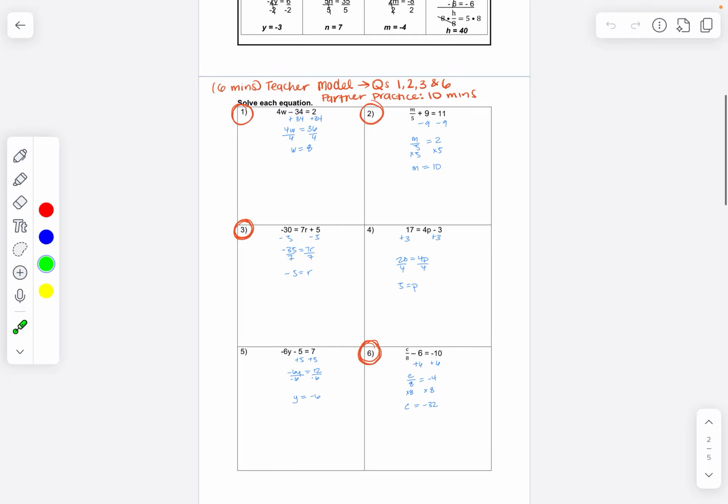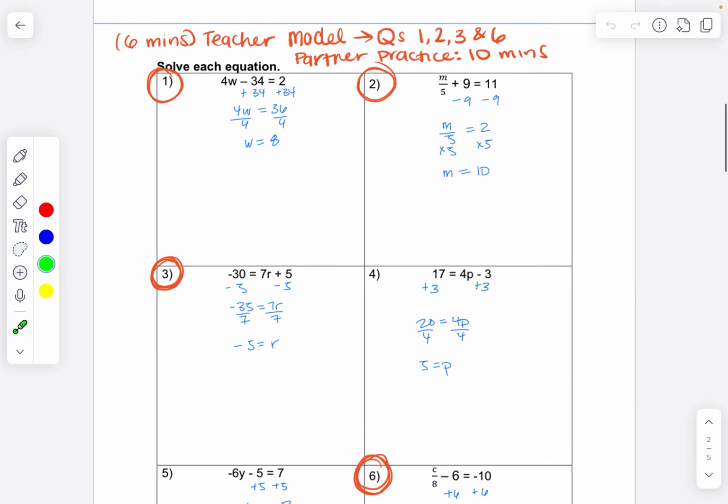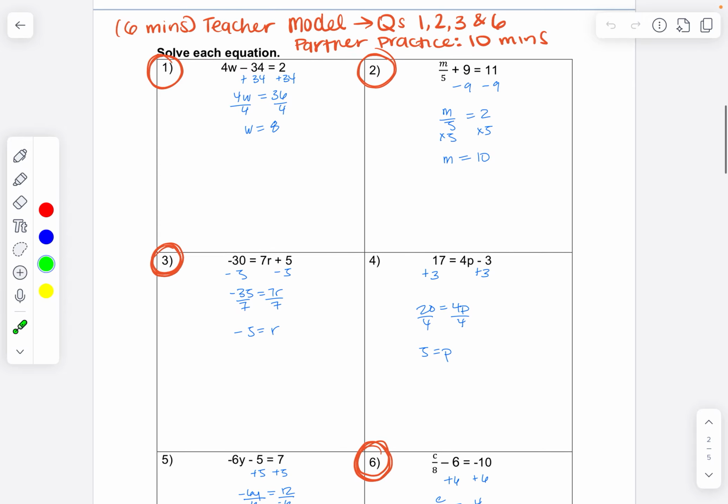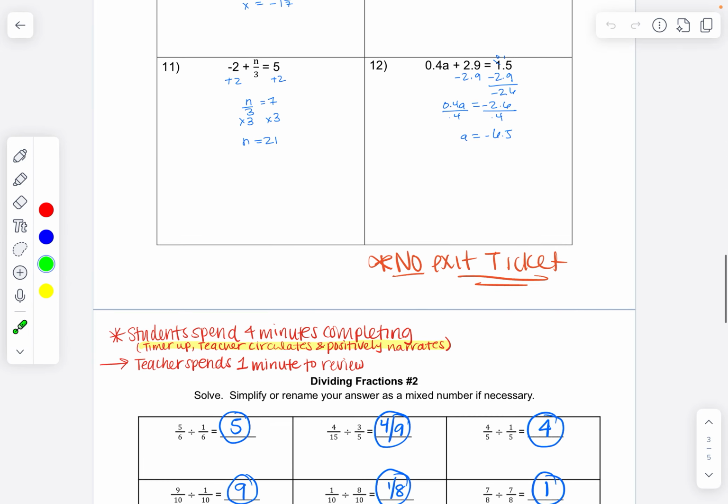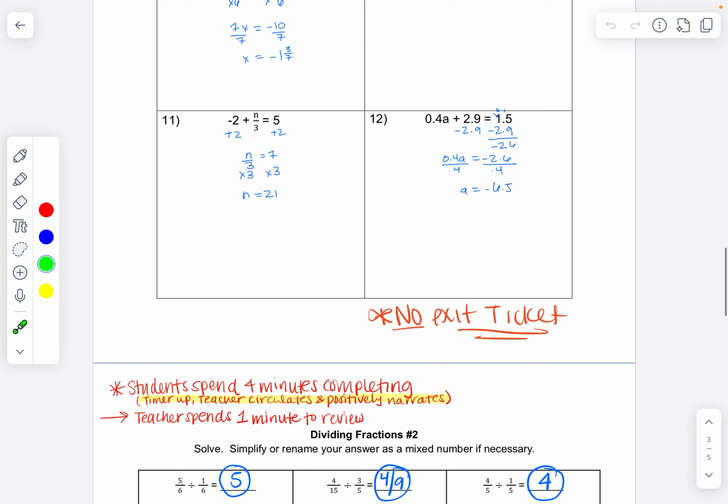So from there, we are going to release kids to work with their partners for 10 minutes at a volume level 1 on the rest of the questions on both of these sheets. There's no exit ticket for today because it is a new skill, and we want to make sure that kids have as much practice as possible.